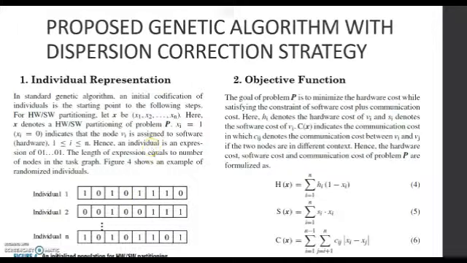Objective function: the goal of problem P is to minimize the hardware cost while satisfying the constraint of software cost plus communication cost. In this case, EHI denotes the hardware cost of VI and SI.